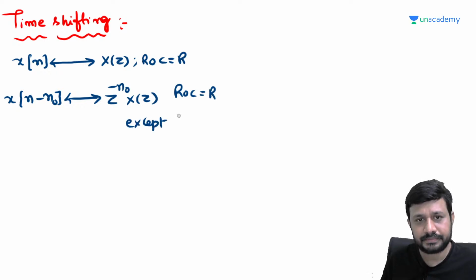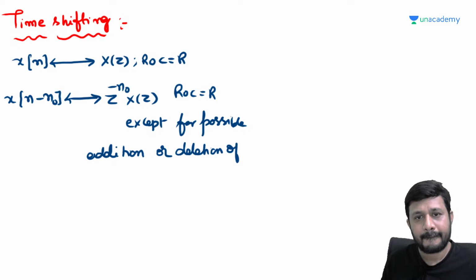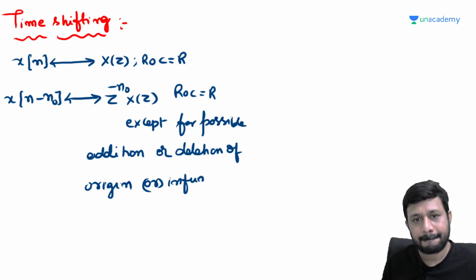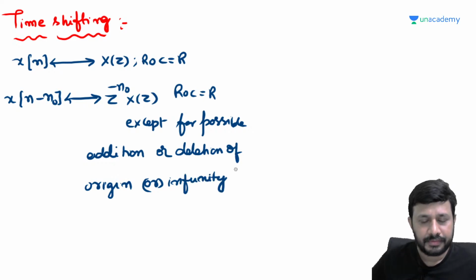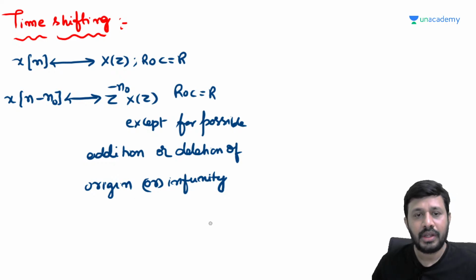except for possible addition or deletion of origin or infinity. Time shifting property says that if x of n forms a Z transform pair with X of z with ROC R, x of n minus n naught gives z power minus n naught into X of z with the same ROC R, except for the possible addition or deletion of origin or infinity. Sometimes you have to add the origin, sometimes you have to delete the origin, sometimes you must add infinity, and sometimes you must delete infinity.